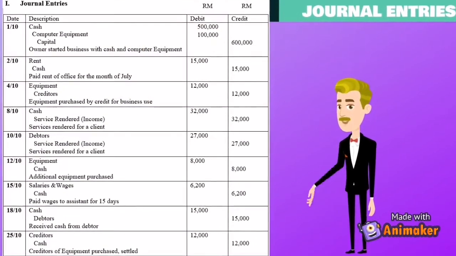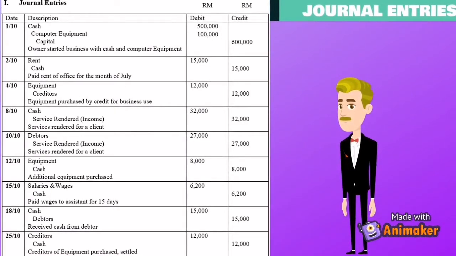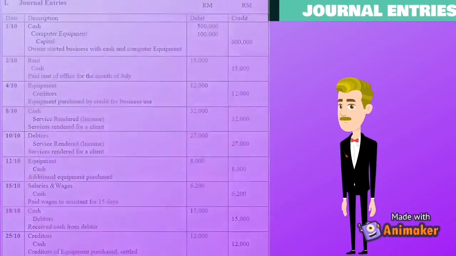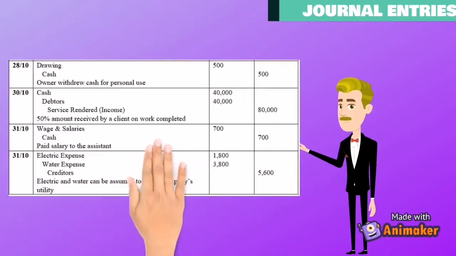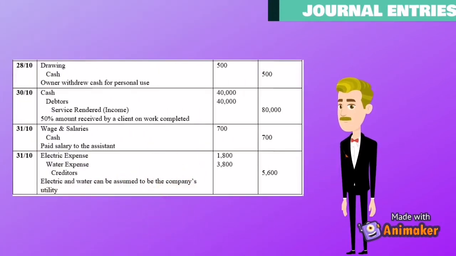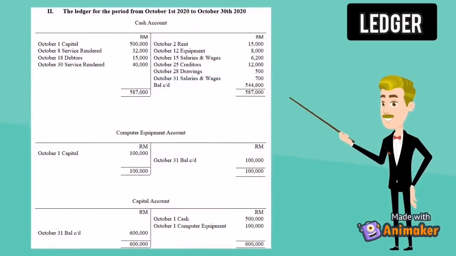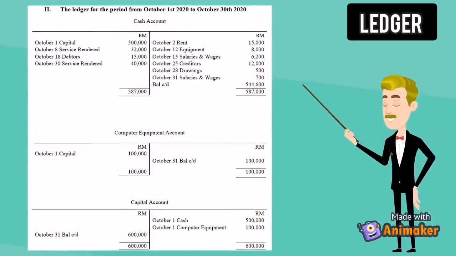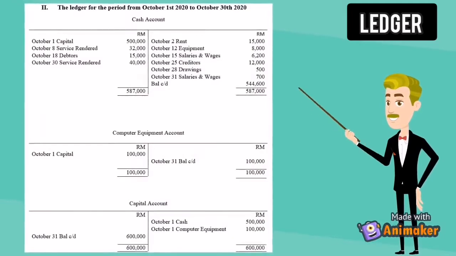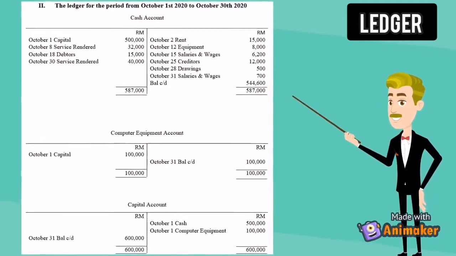These are the journal entries based on case study 1. A ledger contains a record of business transactions. In this figure, you can see the balance from each transaction for the month of October 2020.